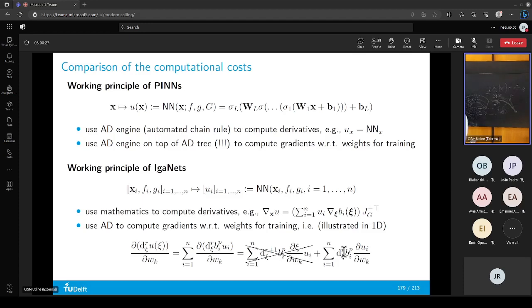The only thing is we have to differentiate the network output with respect to the weights once. So no AD on top of AD on top of AD. Once AD, and we're done. And we really see this. It's not completely free and cheap, but an epoch of the training, or a batch of the training, goes really quick.